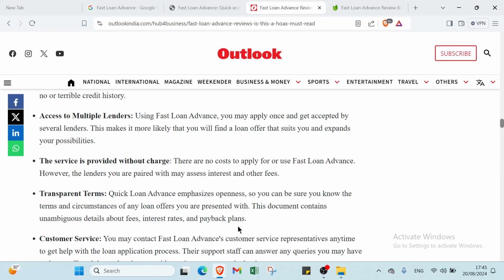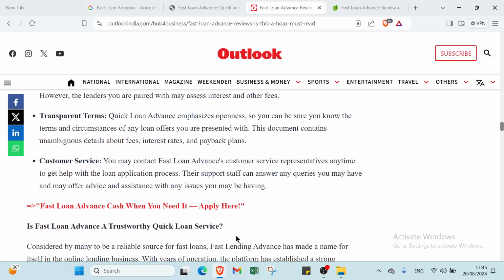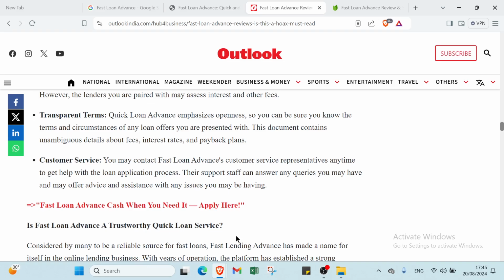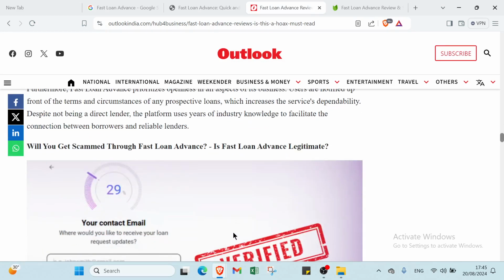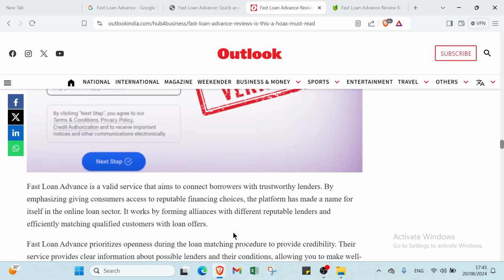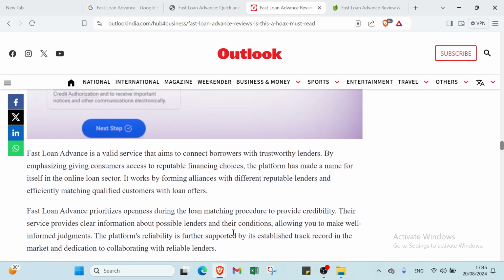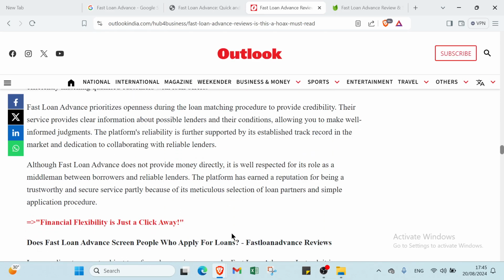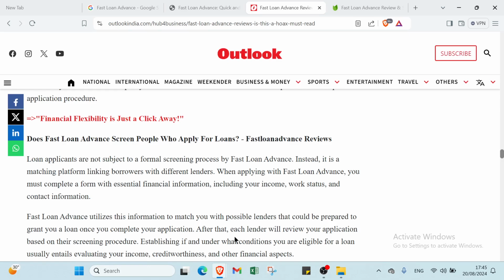Then we have repay the loan. Follow the repayment schedule outlined in your agreement. Make payments on time to avoid penalties and maintain a good credit history. Then we have monitor your finances. After receiving the loan, keep track of your spending and financial situation to ensure you can manage your payments without additional strain. By following these steps, you can effectively use a fast loan advance to address your immediate financial needs.